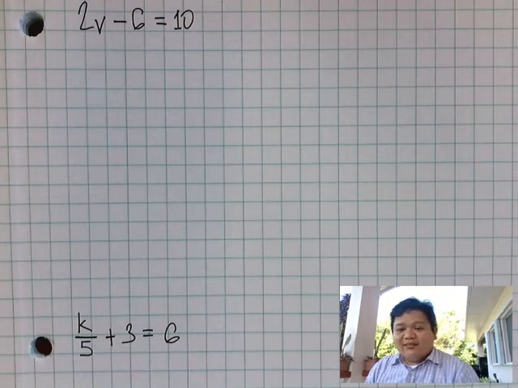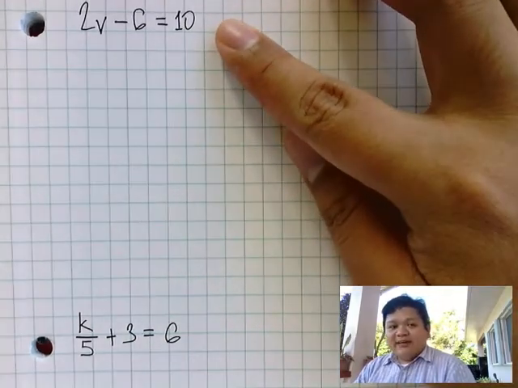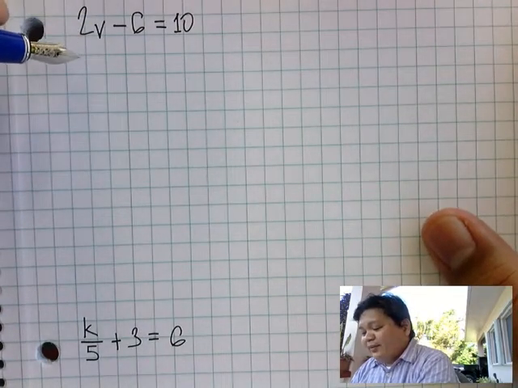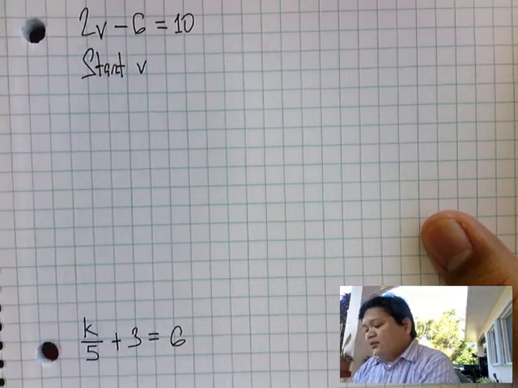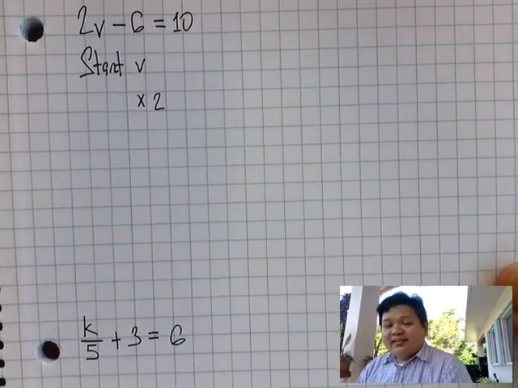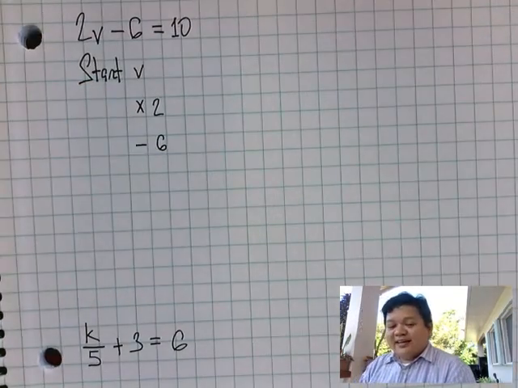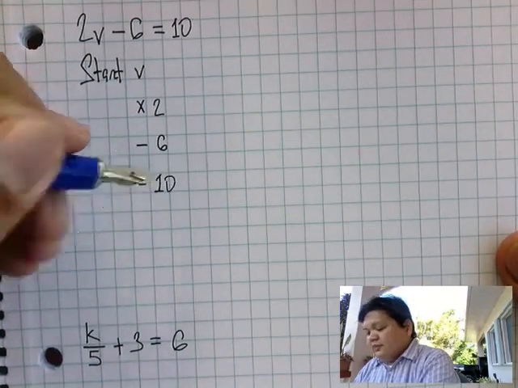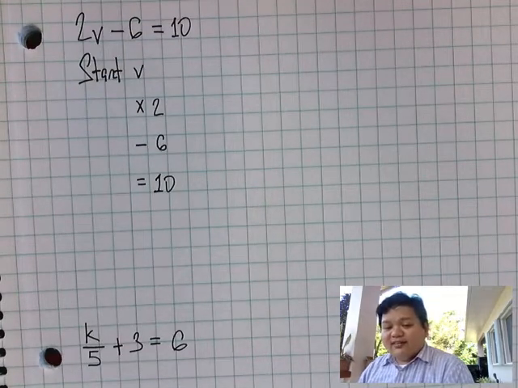2v minus 6 is equal to 10. So if I were to tell this equation as a story, I'd probably say something like this. Once upon a time, there was a variable called v. V was multiplied by 2. Then it was subtracted by 6. The result of all that was it became 10. The end.